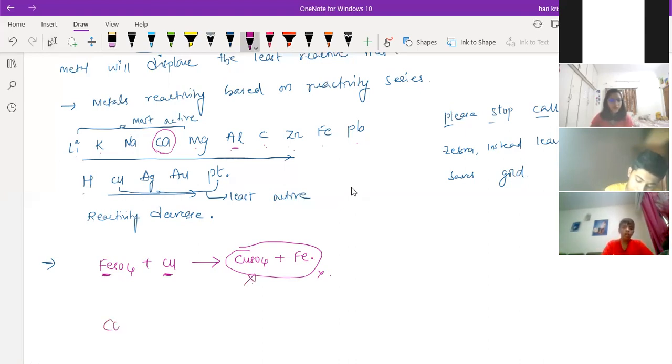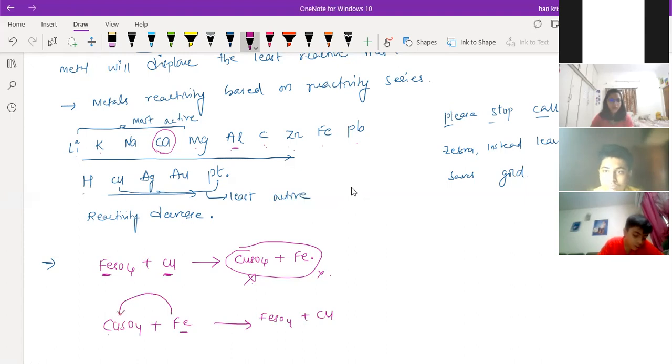So it will not form a reaction like this. But if you take this example, what will happen, Vedika? FeSO4 plus Cu, because iron is more reactive than the copper. So iron will go and replace the copper from the copper sulfate solution. Okay, sir, got it. And do you know what is the color of this? Green. That is called green vitriol.